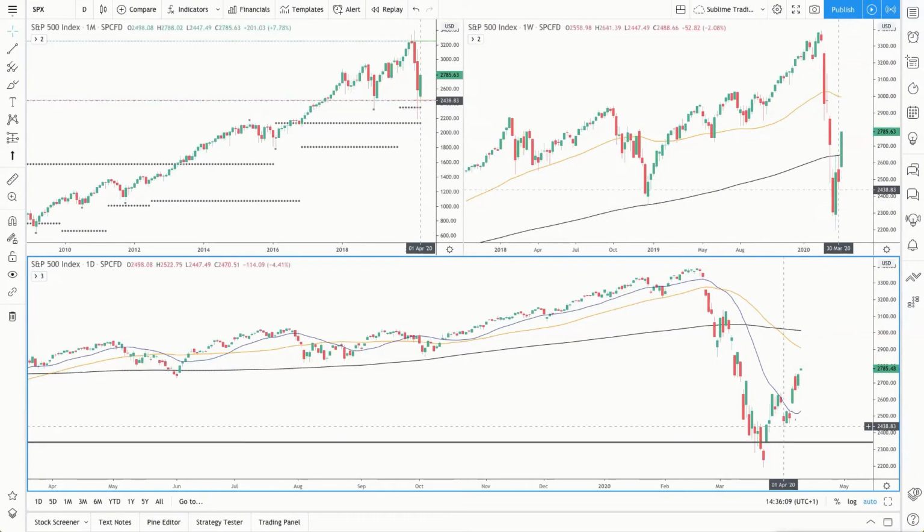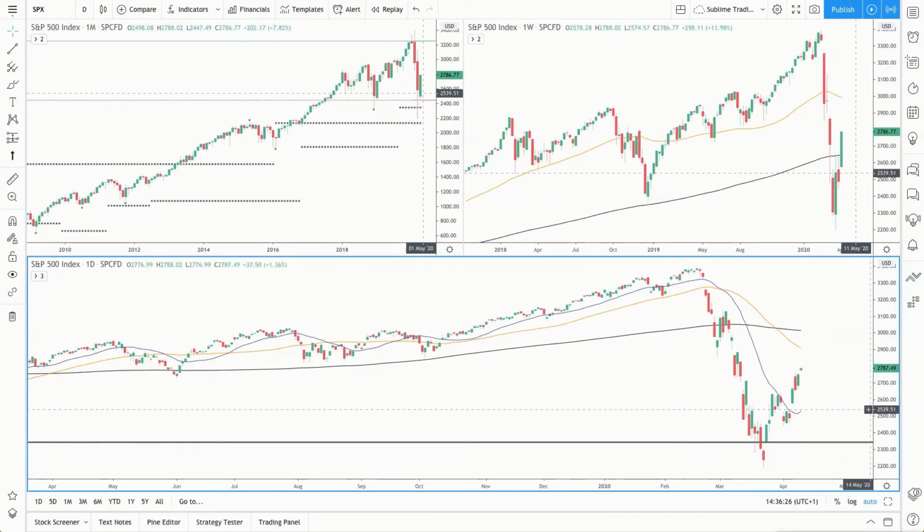If we come down to the daily time frame, again we've had a gap up, and price is heading towards potentially that 50 simple moving average. If it breaks the 200 simple moving average as well, then we have alignment between the weekly and the daily, and this is a very strong sign that we could potentially be seeing strength back towards that all-time high.